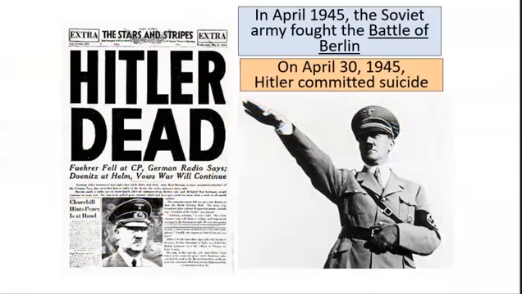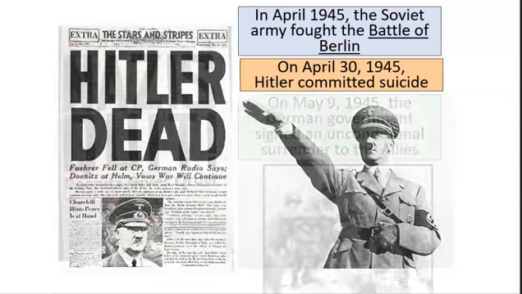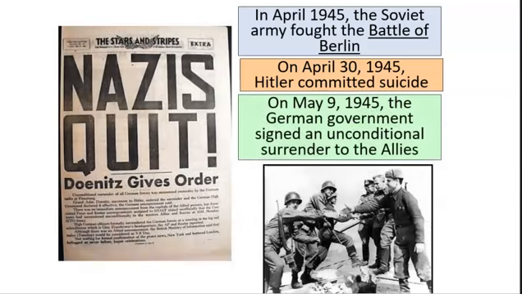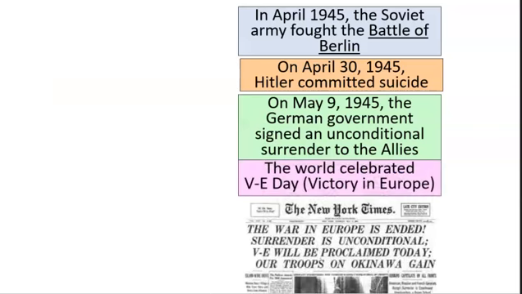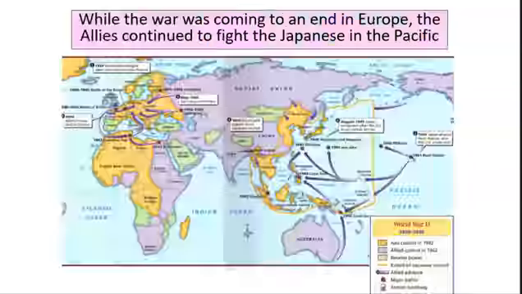And as the Battle of Berlin winds down, on April 30th, Hitler is going to commit suicide. And on May 9th, 1945, the German government, now Hitlerist, is going to sign an unconditional surrender to the Allies, effectively ending the war in Europe. And the world is going to celebrate VE Day. But we still have to defeat Japan.